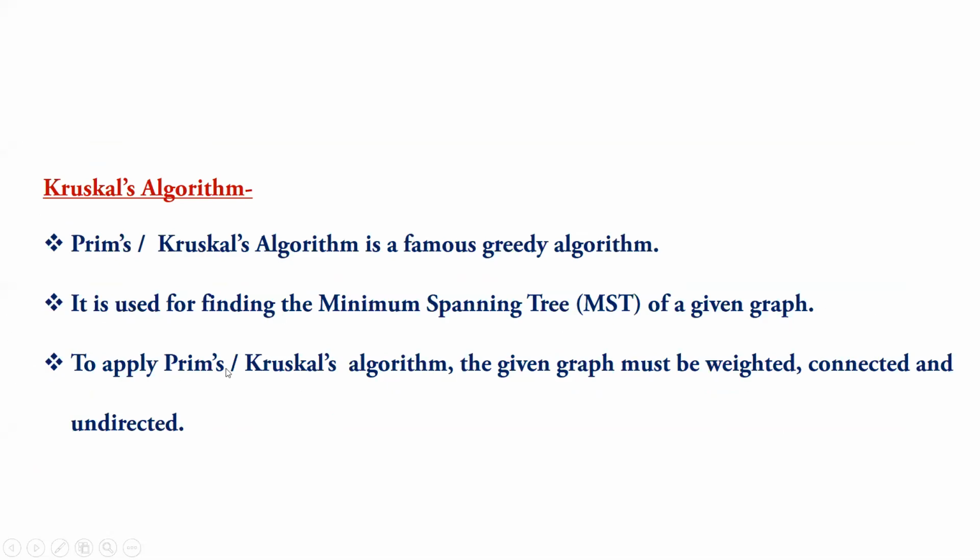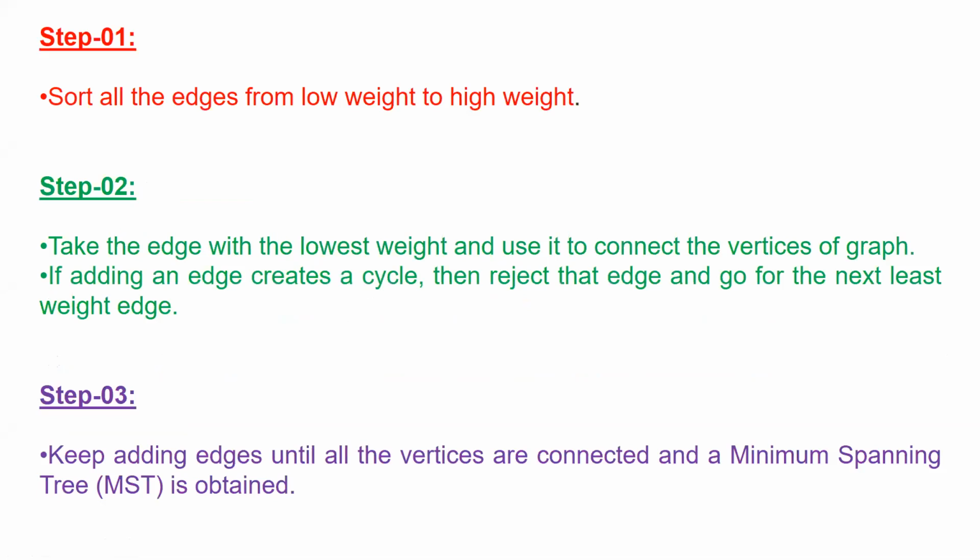To apply Prim's algorithm or Kruskal's algorithm, the given graph must be weighted, connected, and undirected. So these are the prerequisites, preliminary requirements that we need for a given graph in order to come up with a minimum spanning tree. We have already discussed what a spanning tree is, what a minimum spanning tree is, and how many edges must be there in the spanning tree. All the basic discussions related to the spanning tree have already been covered in the previous session.